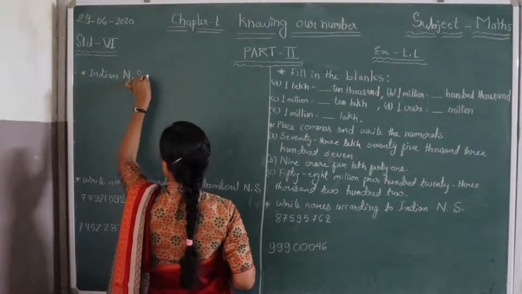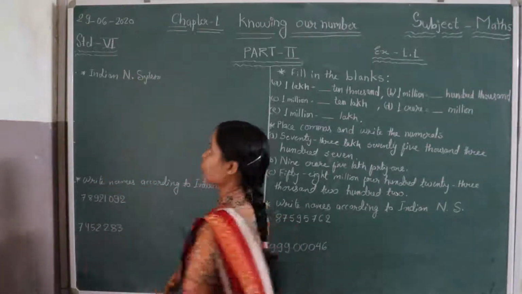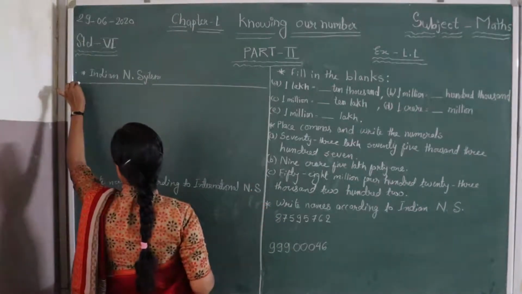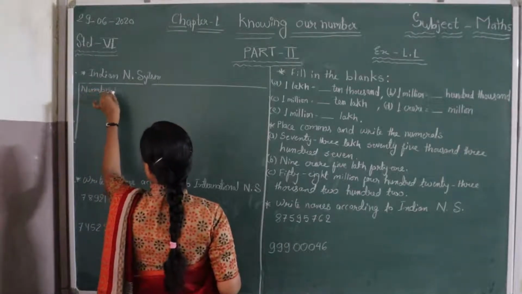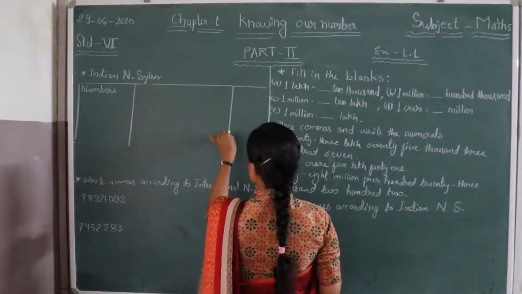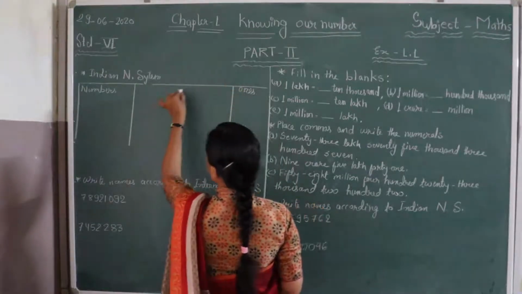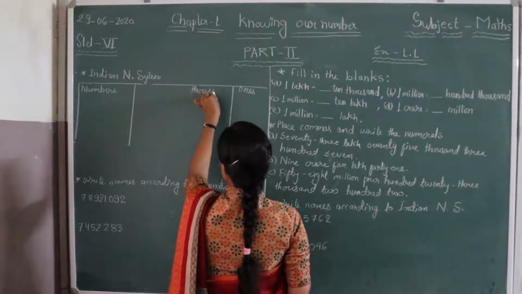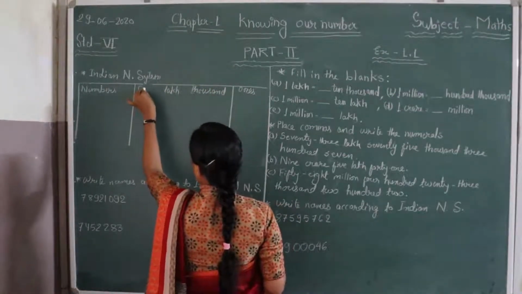Indian number system. For this we will draw a table so you can understand this very well. We write here numbers and then we write some divisions here: ones, here thousands, here lakh, and at last crore.